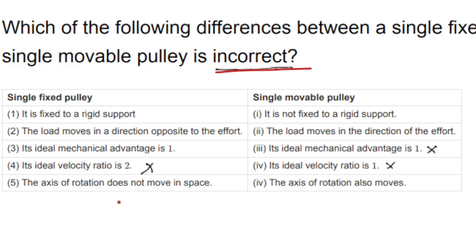Okay, so let's go. A single fixed pulley is fixed to a rigid support. Yes, it doesn't move. That's why it is fixed. A movable pulley is not fixed to the rigid support. This is also correct. So this difference is correct. The load moves in a direction opposite to the effort. The load moves in the direction of the effort. If you want to understand, we can put a fixed pulley here. Cross means it can't move. It is connected to the wall. It can't move. Let me put a tackle here.